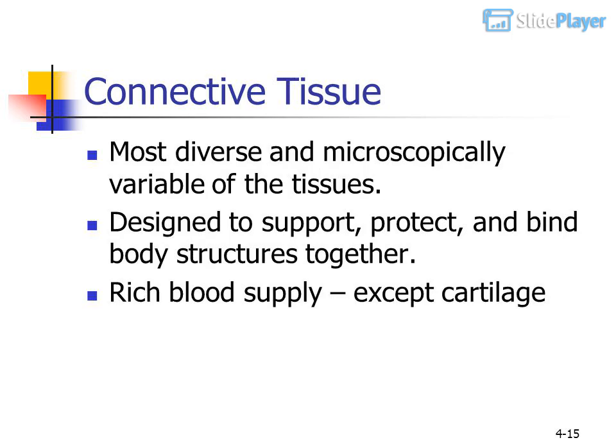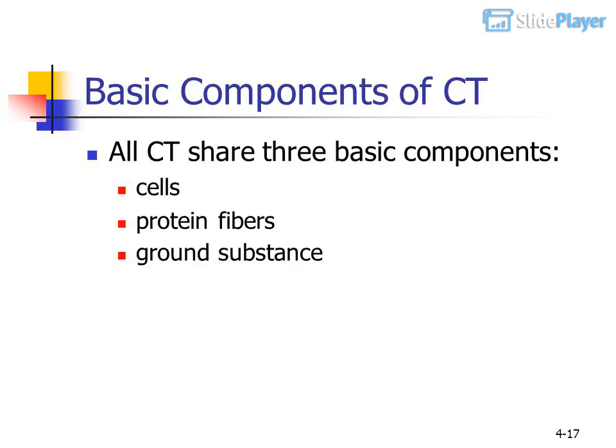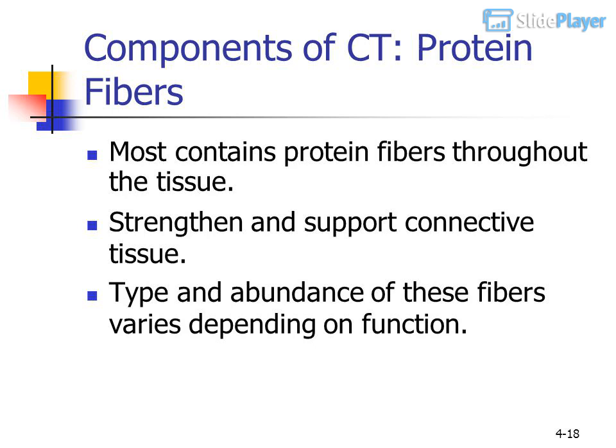Connective tissue. The most diverse and microscopically variable are the connective tissues. Designed to support, protect, and bind body structures together. Rich blood supply, except cartilage. Basic components of CT. All CT share 3 basic components: cells, protein fibers, ground substance.